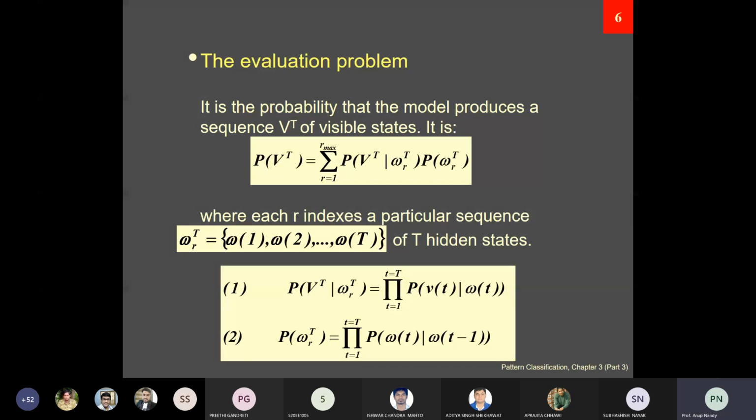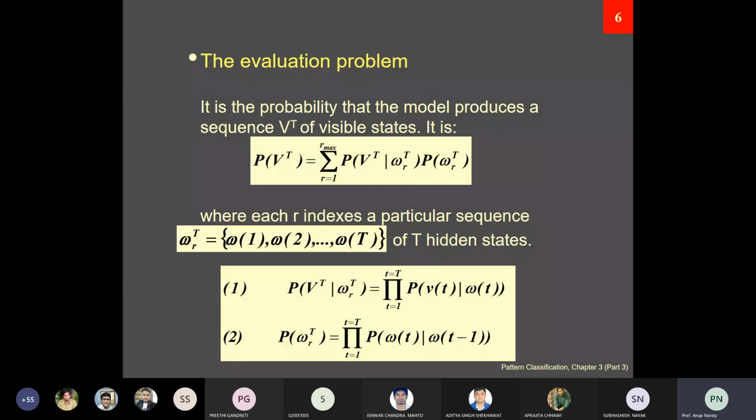What is the probability that this visible sequence has been generated by a particular model? If you have these T hidden states W1, W2, and so on, for each instance of time, it starts from t is equal to 1, then t is equal to 2, then t is equal to 3. From t is equal to 1 you have W0, W1, W2, W3. Then t is equal to 2, again you have W0, W1, W2, W3. In this way you have to compute it.